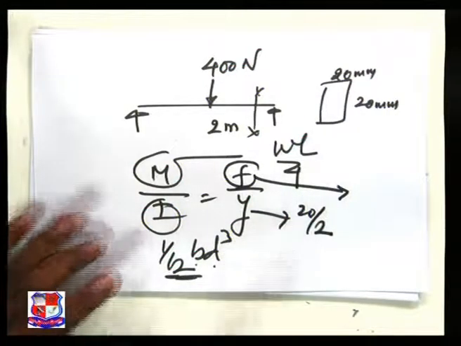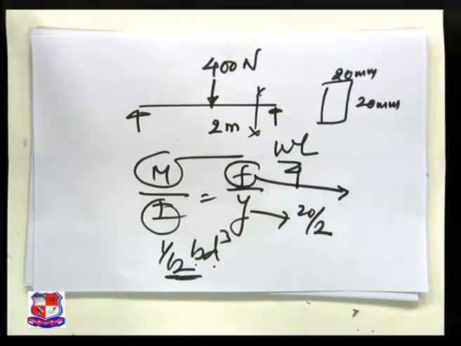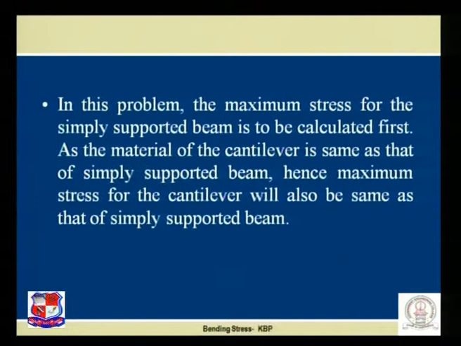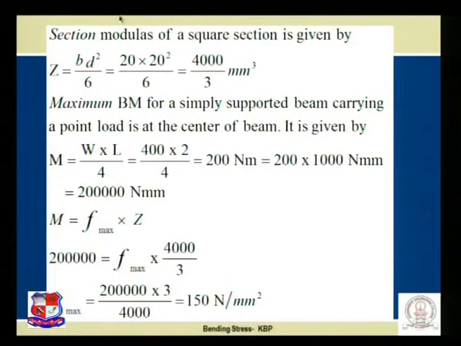So if we come to this PPT, you can visualize that Z, that is the section modulus BD square by 6, we can find out. M is equal to WL by 4. If we convert in terms of Newton into mm, we have to multiply by 1000, and if we use the simple equation M over I is equal to F over Y and simplify, M is equal to F max into Z, we can find out that F max is 150 Newton per mm square. That is our first part that we can achieve.